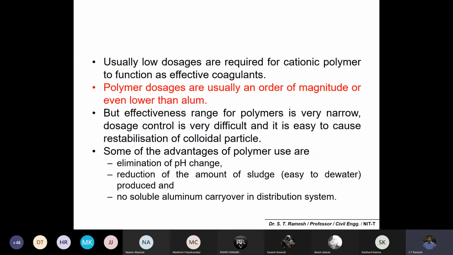Usually low dosages are required for cationic polymer as an effective coagulant. Compared to chemical coagulants, these polymers may require a very small dose. Polymer dosages are usually an order of magnitude or even lower than alum. Alum may require a higher dose than that of cationic polymer.